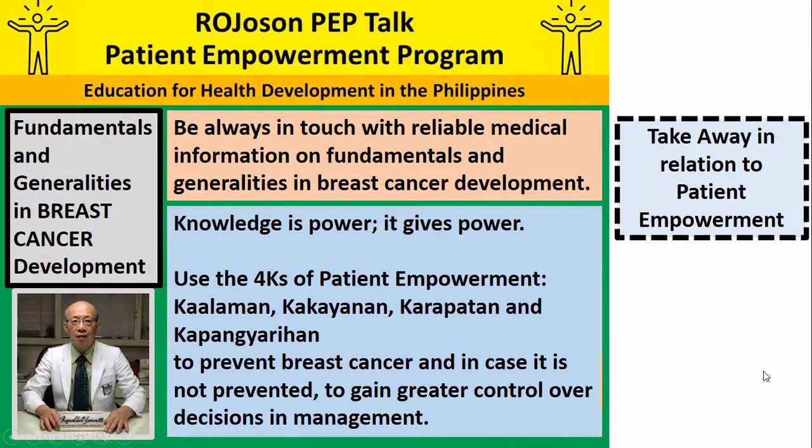Takeaway in relation to patient management. Always be in touch with reliable medical information on fundamentals and generalities in breast cancer development. Knowledge is power. It gives power. Use the 4 Ks of patient empowerment: kaalaman, kakayanan, karapatan, at kapangyarihan to prevent breast cancer, and in case it is not prevented, to gain greater control over problem solving and decision making in the medical management.